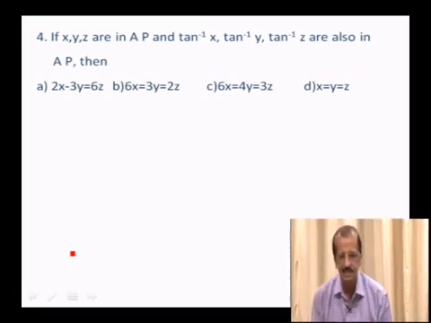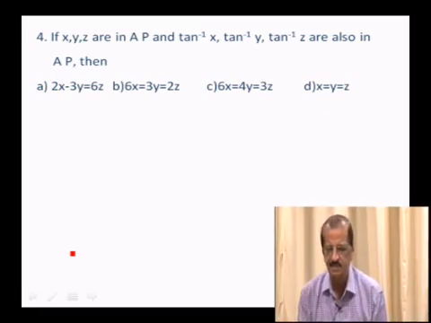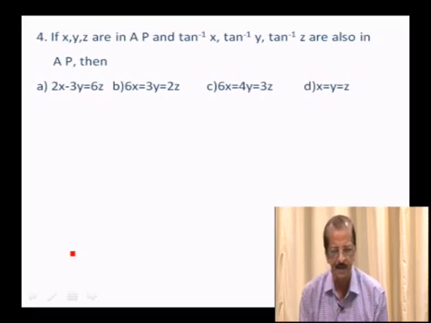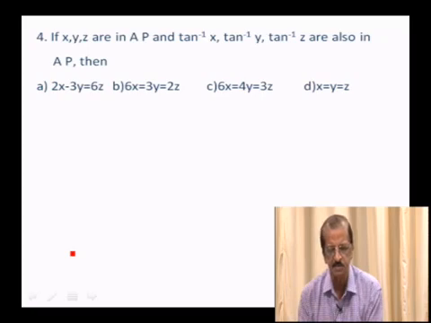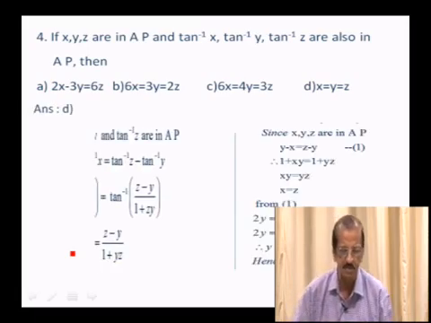If x, y, z are in AP and tan inverse x, tan inverse y, tan inverse z are also in AP, then you have got 4 options. 2x minus 3y is equal to 6z, 6x is equal to 3y is equal to 2z, 6x is equal to 4y is equal to 3z, and x equals y equals z. So let us discuss this question.